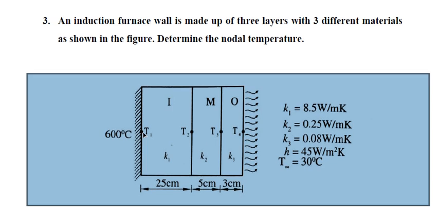In this question, there are 3 materials, 3 composite walls, I, M and O, with 3 different materials. K1 is 8.5 watt per meter Kelvin. The unit is given in Kelvin. K2 is 0.25 watt per meter Kelvin. K3 is 0.08 watt per meter Kelvin. 3 different materials with 3 different conductivities. H is the convective heat transfer coefficient, 45 watt per meter square Kelvin.